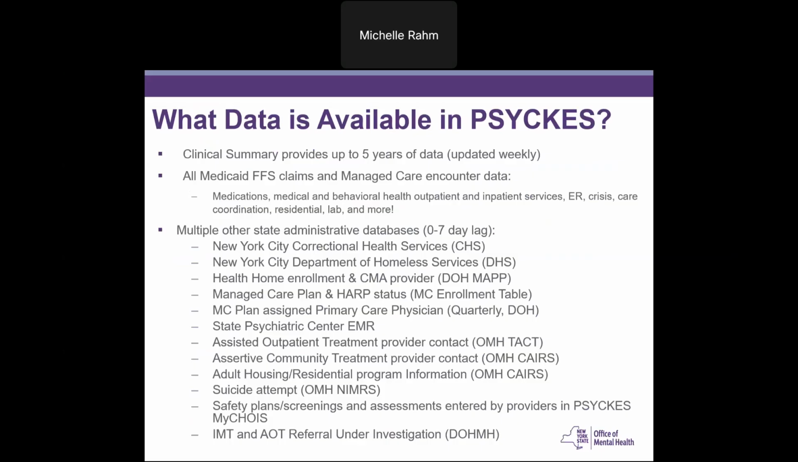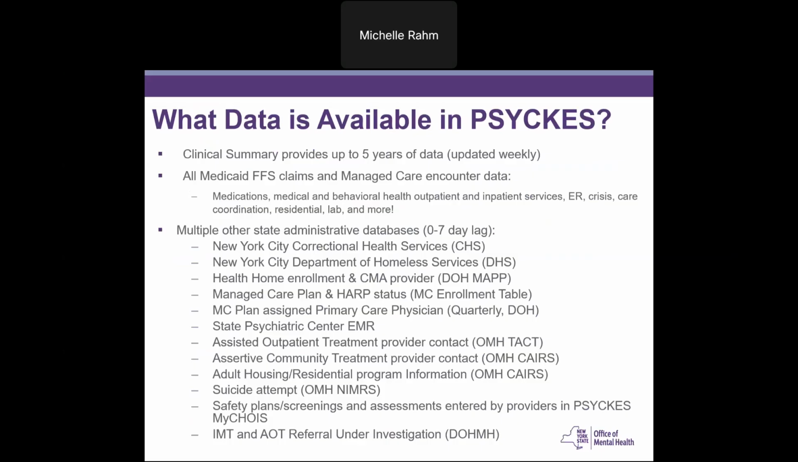Then we also have the New York City Department of Homeless Services data, and this provides us with the shelter name, the program type and placement date, exit date along with the exit reason, and then the shelter director contact information. Next, we have the health home enrollment and care management provider information that we're getting from DOH MAP.